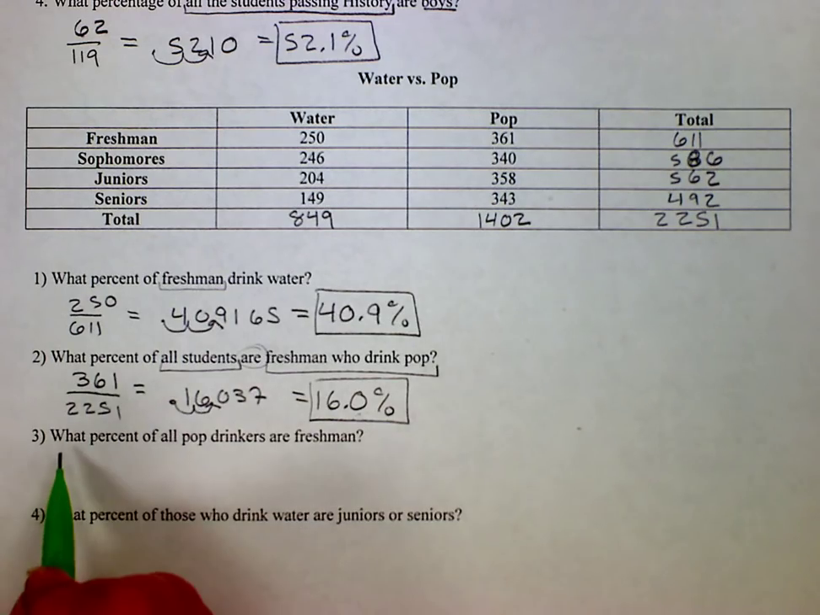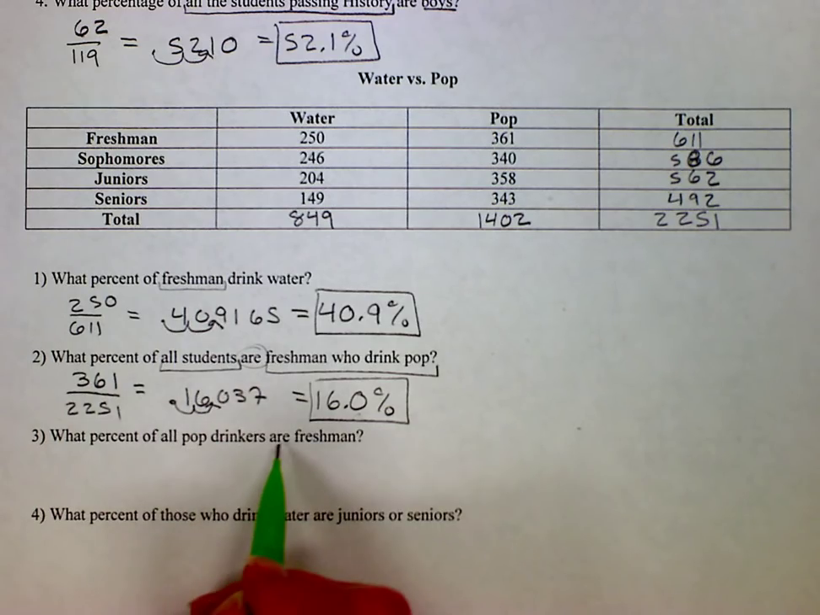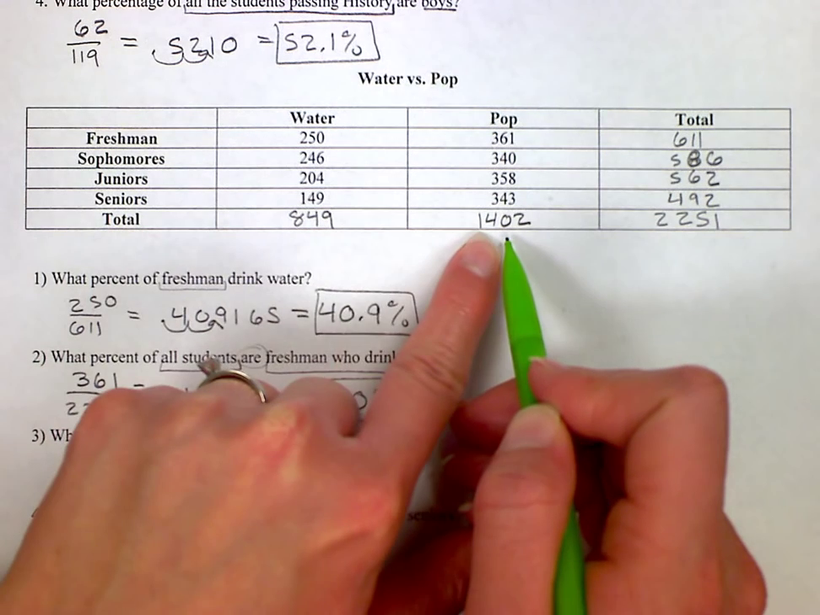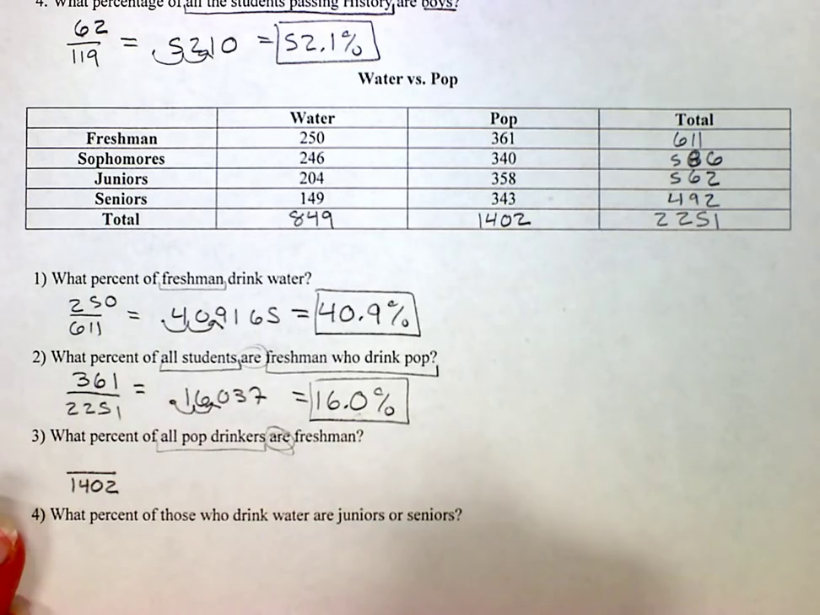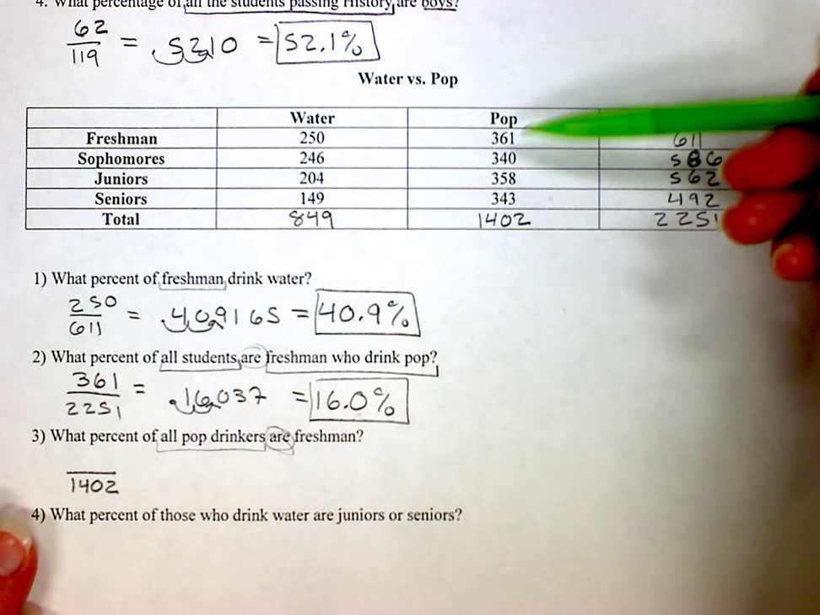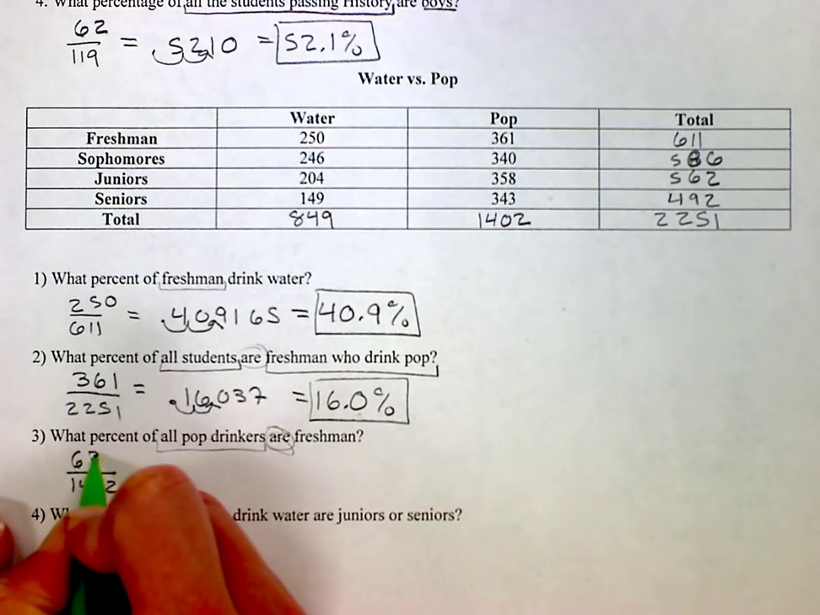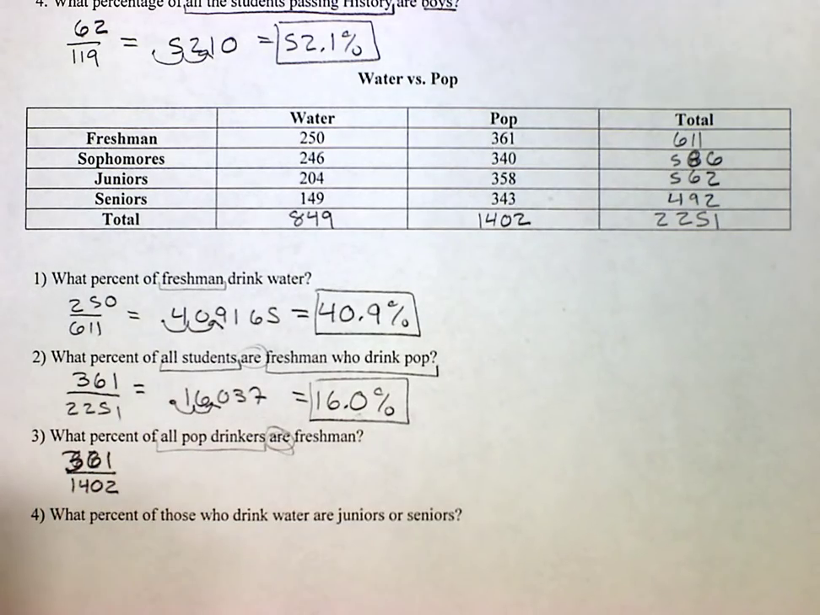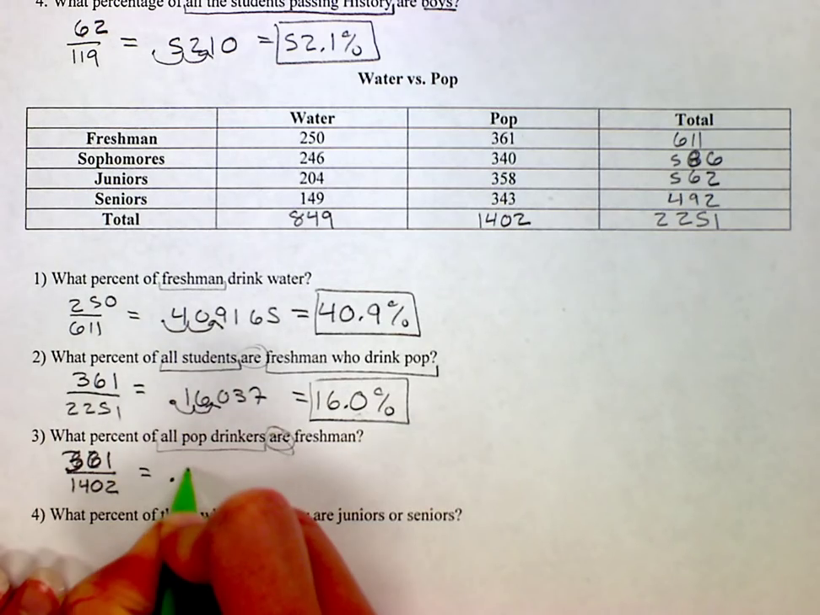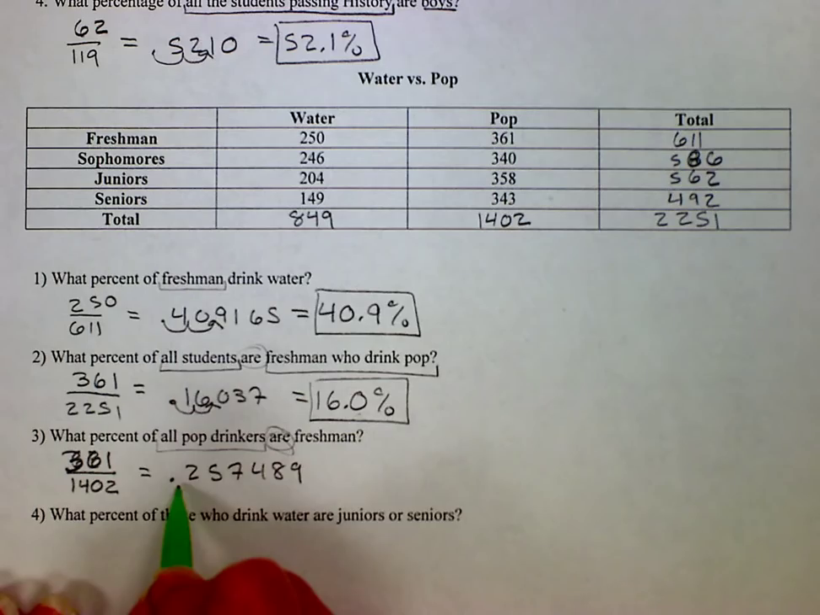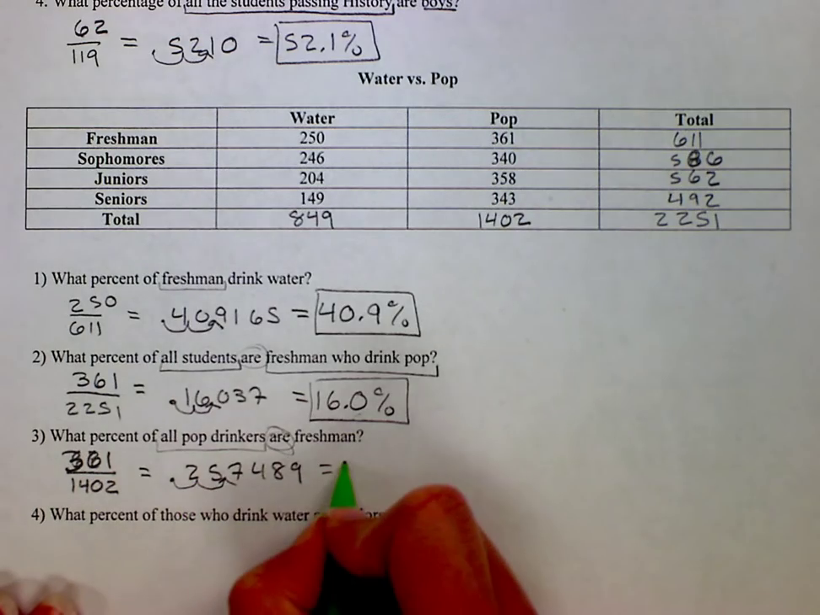Okay, what percent of all pop drinkers are freshmen? So we just want all pop drinkers. That's the total, that's all, of pop. That goes in the denominator, your 1,402. So of those pop drinkers, we're just in this column, we want the freshmen, 361. So we have 361 divided by our 1,402 is going to be 0.257489. But we only need to round to one decimal place, so 25.7%.